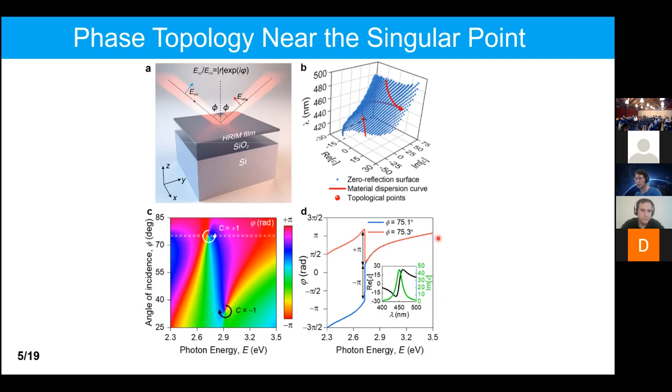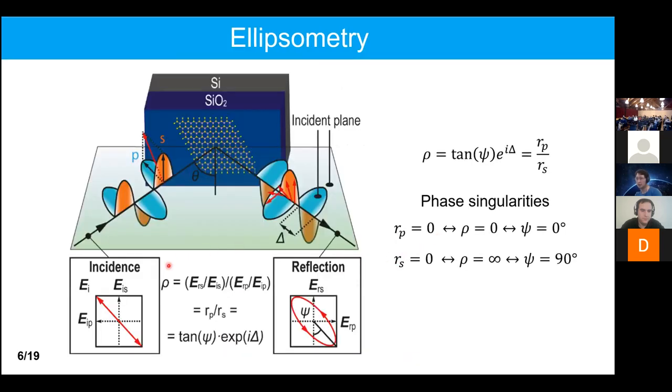To experimentally demonstrate this effect, we used the ellipsometry technique, because in ellipsometry you simultaneously measure the amplitude and the phase change upon reflection from the sample. It is defined as the reflection at P polarization over the reflection at S polarization. So we have rho equals RP over RS; at zero reflection, psi is equal to zero, and delta defines the phase variation upon reflection.